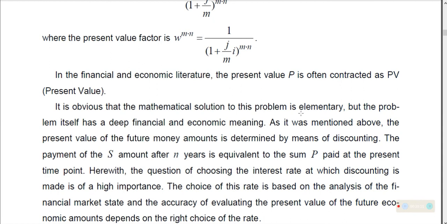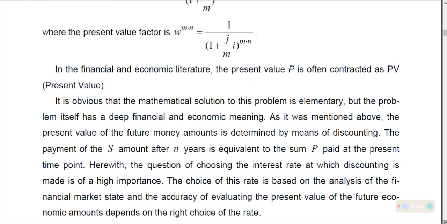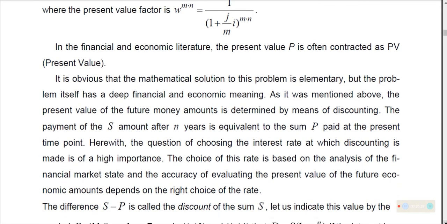As it was mentioned above, the present value of the future money amounts is determined by the means of discounting. So the payment of the S amount after n years is equivalent to the sum P paid at the present time point. Herewith, the question of choosing the interest rate at which discounting is made is of a high importance, and the choice of this rate is based on the analysis of the financial market state, and the accuracy of evaluating the present value or the economic amounts depends on the right choice of the rate.